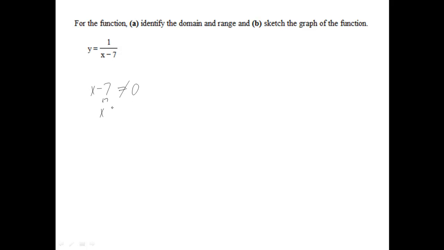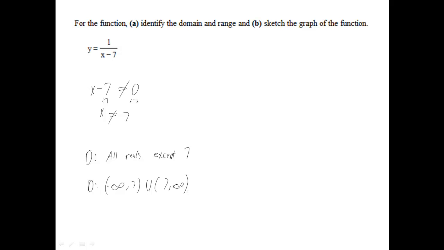Now, some people might put all reals for your domain except 7, and some teachers are okay with that. That makes perfect sense to me, and I like it written that way. Just know that some people are sticklers. They want you to write everything out: negative infinity up to 7, not inclusive, union 7 all the way to positive infinity. So be responsive to however your professor or teacher wants you to write it.